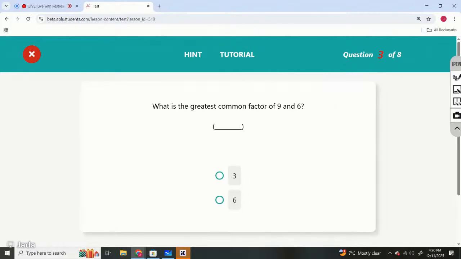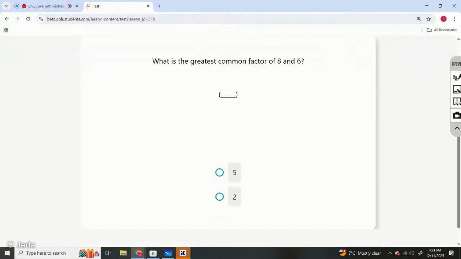What is the greatest common factor of 9 and 6? Let's just look at the options. 3 and 6. Basically, the GCF is the number that can divide both the given numbers easily, right? Look at the first one, 3. Sorry, I selected the option actually. Now let me explain. What is the greatest common factor of 8 and 6?